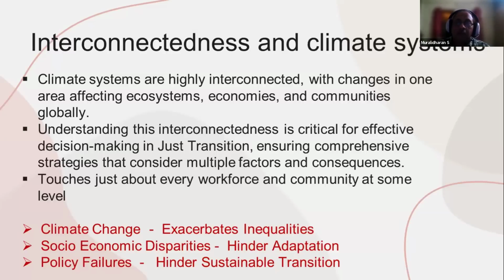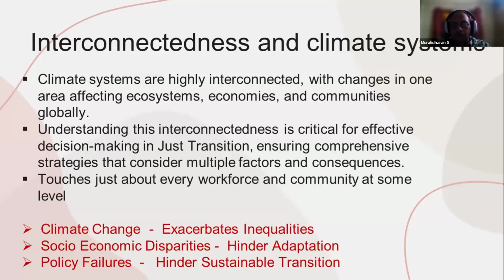But now it has become a very complicated system, where we have to look at the societal aspects, the biodiversity aspects, endangered species, the developmental aspect, etc., etc. So climate systems, when we discuss them, are all highly interconnected, with changes in some areas affecting ecosystems, economies, and communities globally.